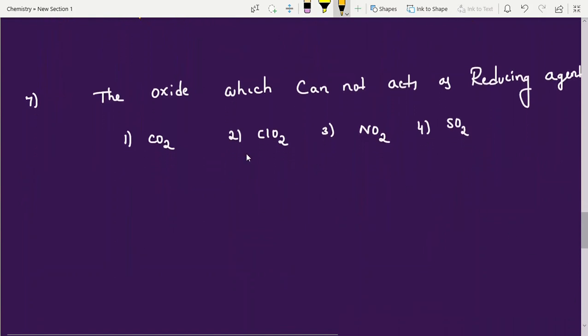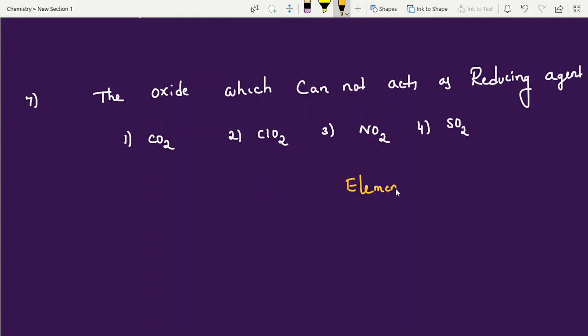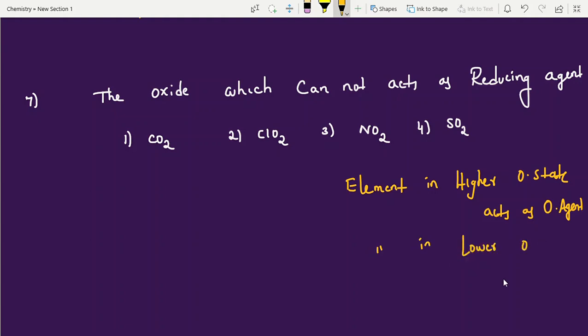Now, this is one of the repeatedly asked questions: the oxide which cannot act as a reducing agent. This one also I gave, and the answer also I had given. See, an element in higher oxidation state acts as oxidizing agent. Next, an element in lower oxidation state acts as reducing agent.